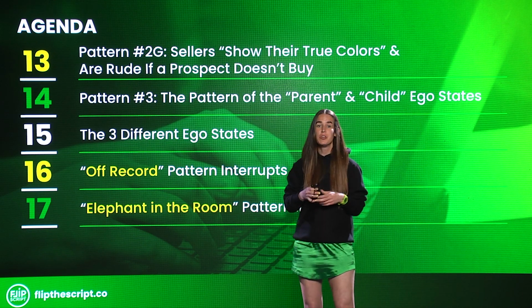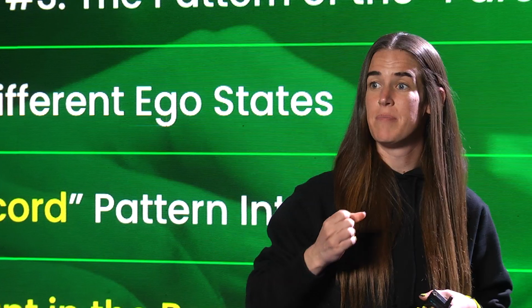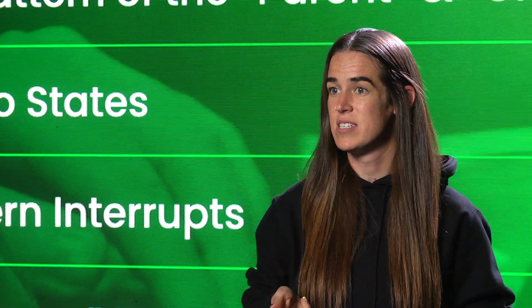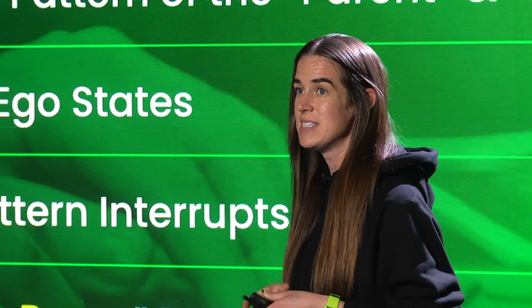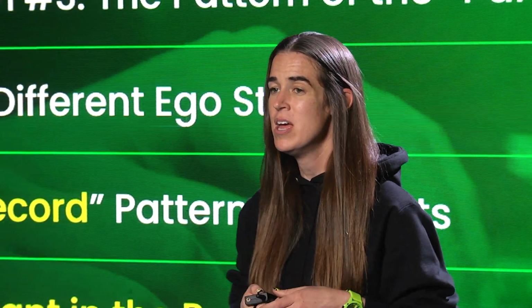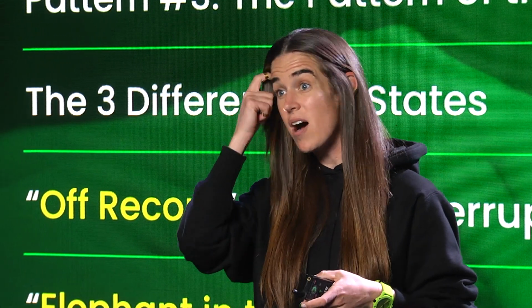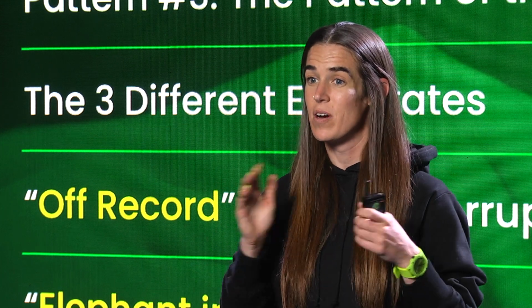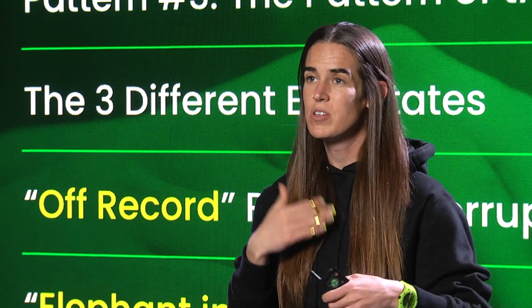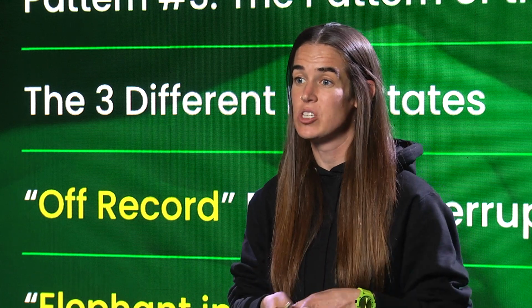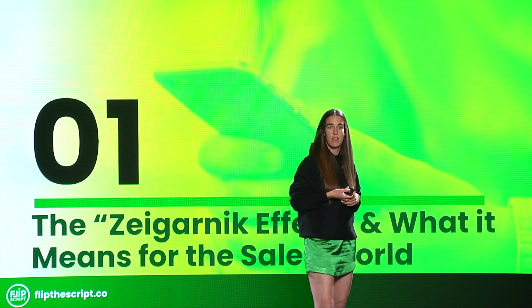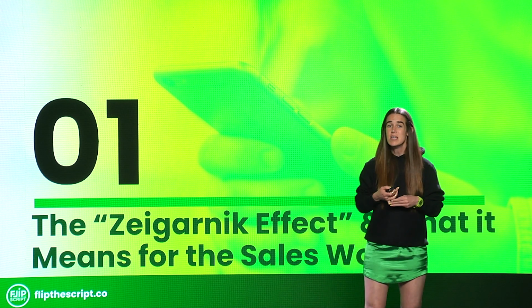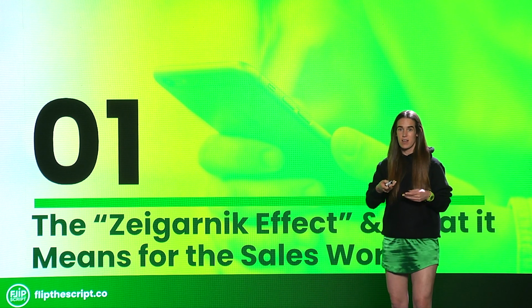And then we're going to go into pattern number 3, which is the pattern of the parent and child ego state, the 3 different ego states, and how you can interrupt that pattern. These patterns are going to be the most toxic to your selling process if they see you this way or if you hit this pattern. So we're going to go into what the pattern is and how we disrupt it effectively to get more results. So first, let's start off with the Zeigarnik Effect.